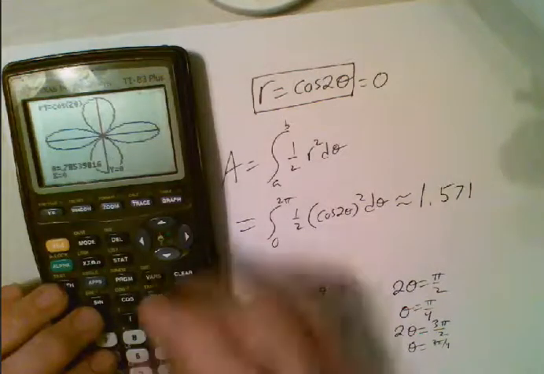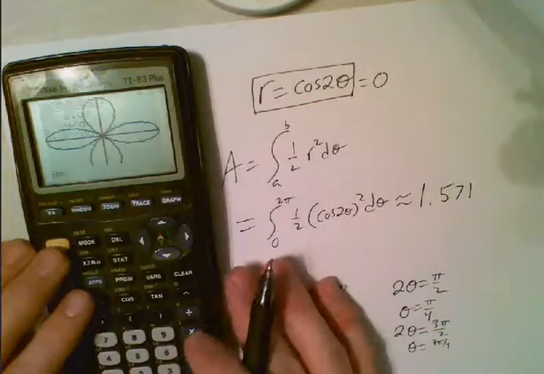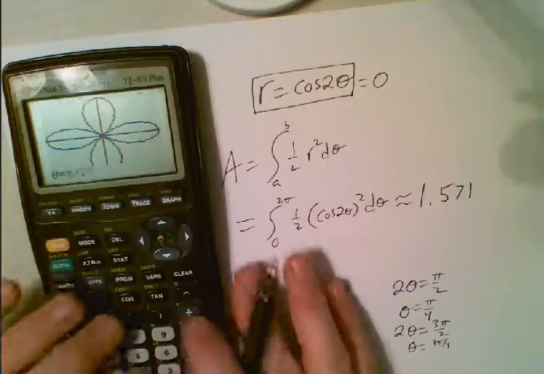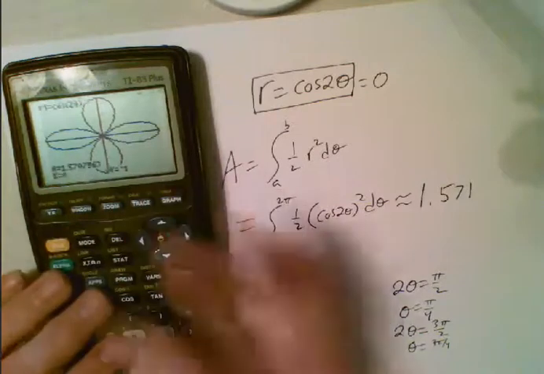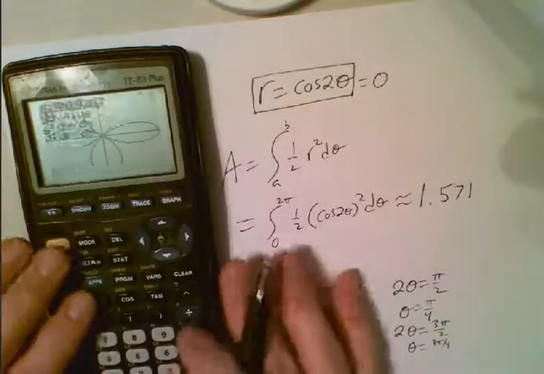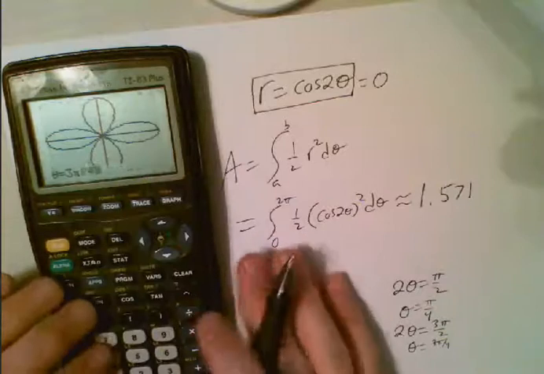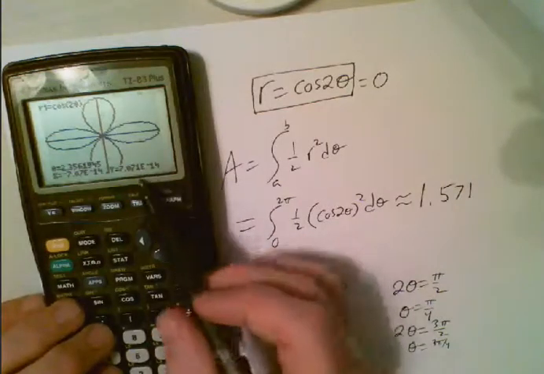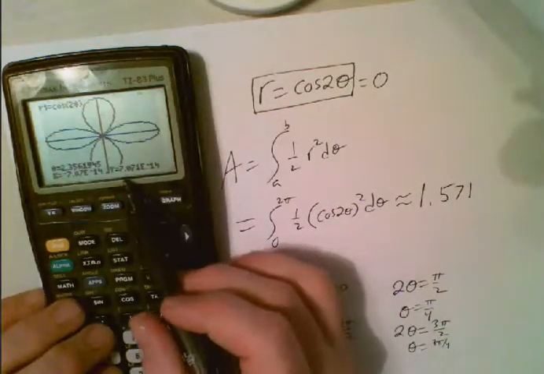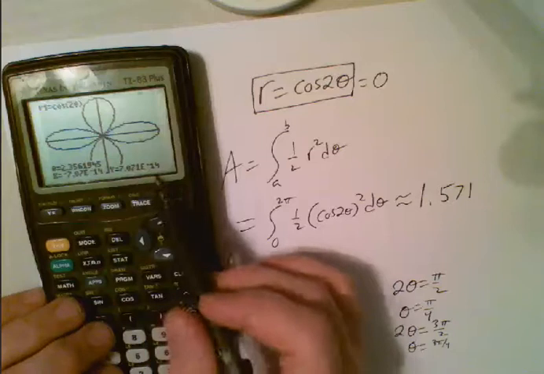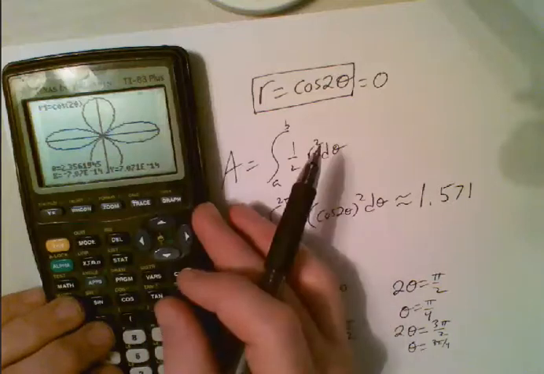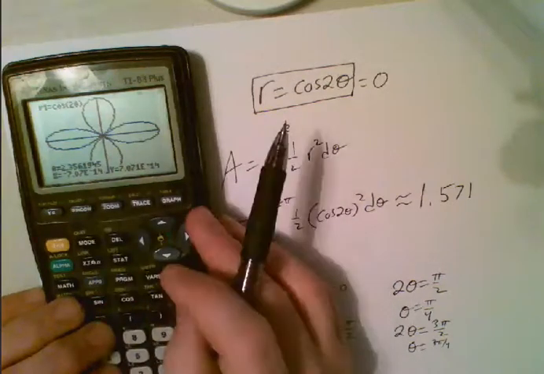There's pi over 4 at 0. How about 2 pi over 4, which is pi over 2? Oh, not that. I'm sorry. 3 pi over 4. Sorry. 3 pi over 4. Okay? And then we get that weird number, something times 10 to the negative, whatever it is. So it's essentially 0, right?